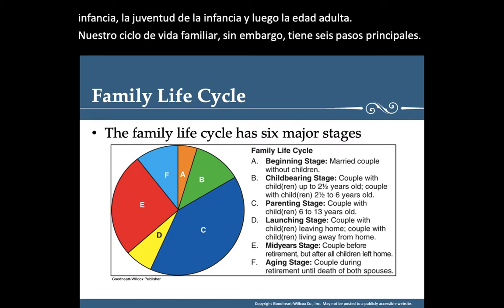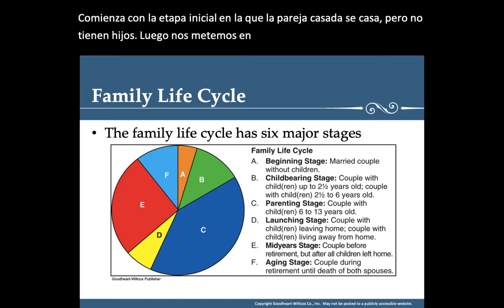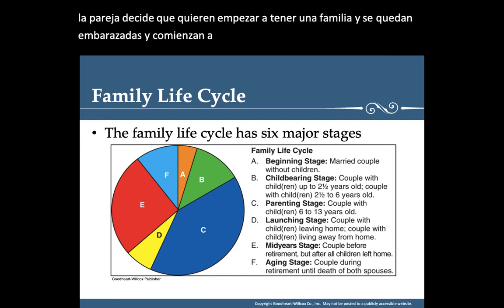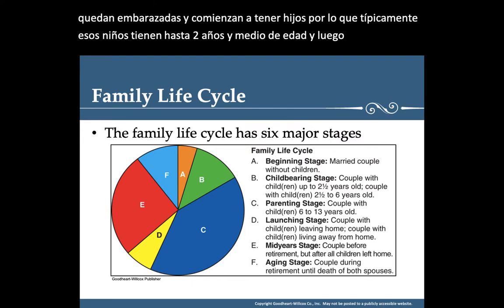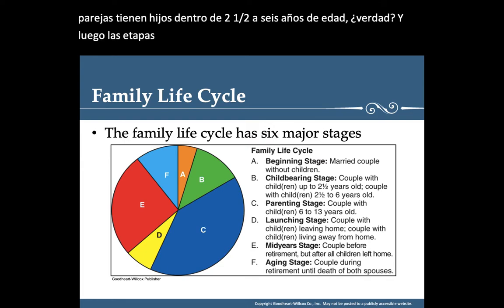It starts out with the beginning stage, where the couple gets married, but they don't have any children. Then we get into the childbearing stage. This is when the couple decides that they want to start having a family, and they get pregnant and start having children. Typically those children are up to 2.5 years old, and then generally those couples have children within 2.5 to 6 years old. And then the parenting stage is when the couple has children of 6 to 13 years old.